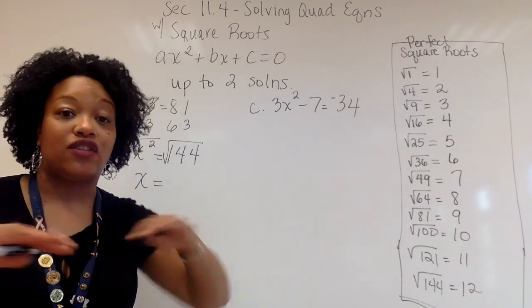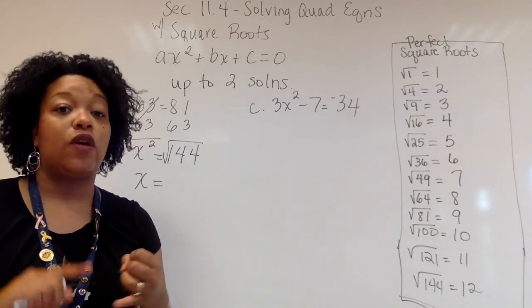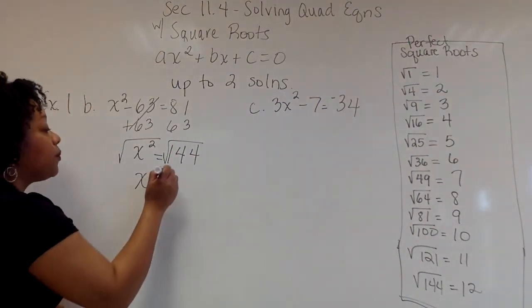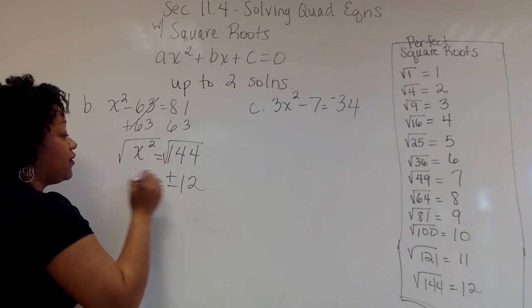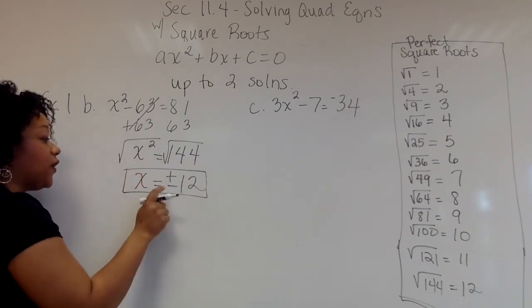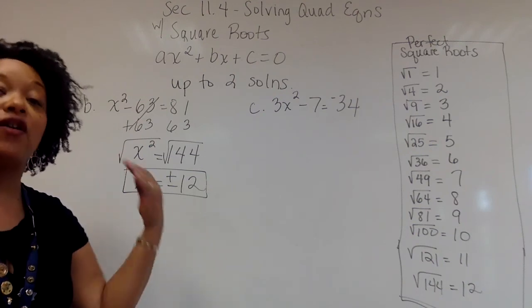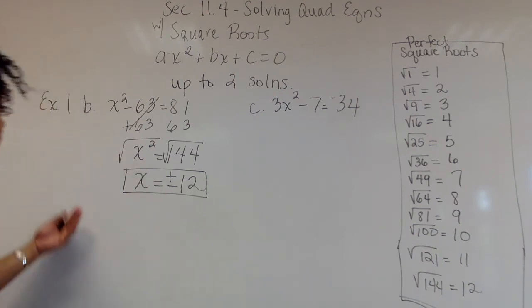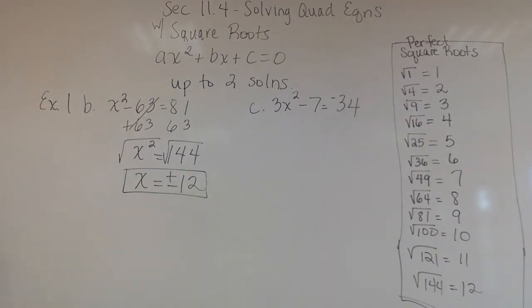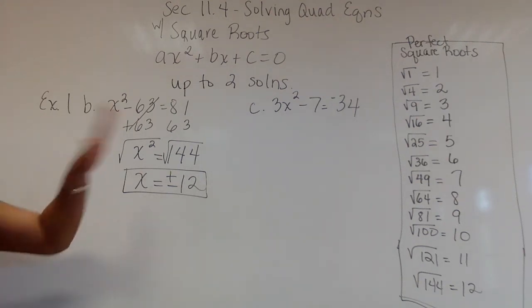But remember what I said on the last video. You don't just write 12. In order to show the two solutions, the proper answer is plus or minus 12. And yes, I will count off if you forget the plus or minus, because then you're missing the whole point of finding the two solutions. So there's problem B. All right?